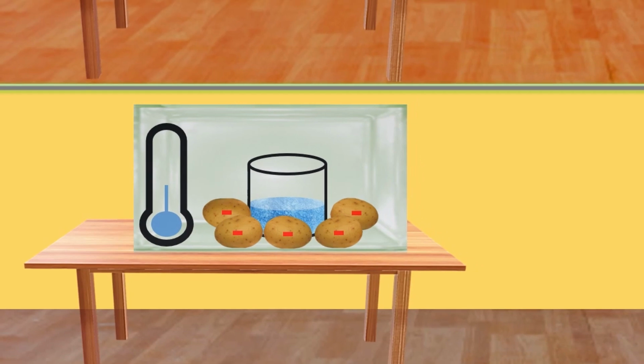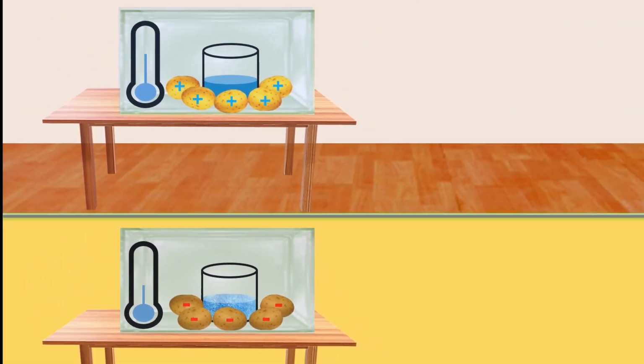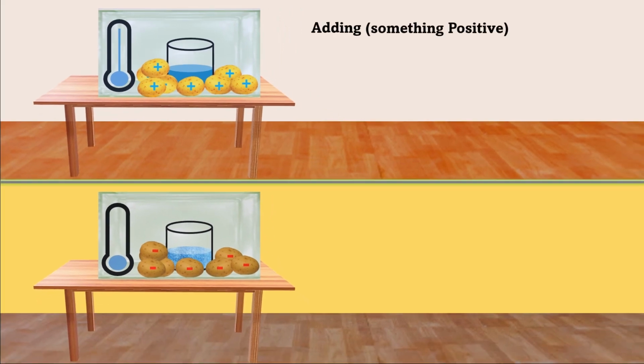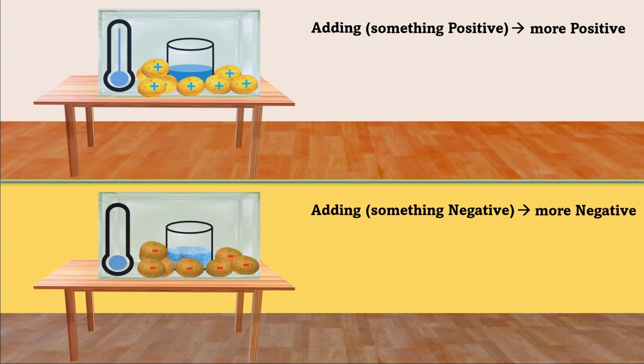Well, the common aspect in both the cases is that we added something but the effects were contrasting. Now, what if we add a few more hot potatoes and a few more frozen potatoes? Yes, in the first box, the temperature rises even further, whereas the temperature in the second box sinks further down. Therefore, we can conclude that adding something positive to a system makes it that much more positive, whereas adding something negative to a system makes it that much more negative.